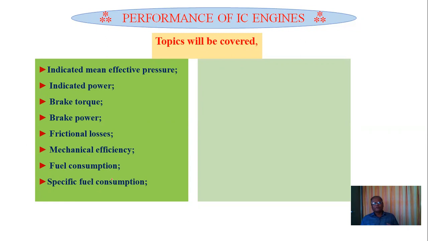Specifically, how much fuel is expended towards developing the indicated power, how much fuel is expended towards the brake power, and how much fuel is lost due to the friction between the moving and rotating parts of the engine. This can be expressed in terms of the specific fuel consumption. After that, thermal efficiencies. The efficiency of the engine is compared with the heat inducted into the engine cylinder, and out of that inducted heat, how much is converted into mechanical work. These are the thermal efficiencies.